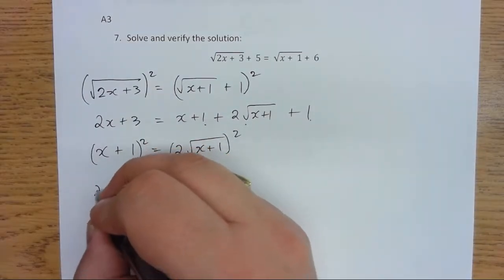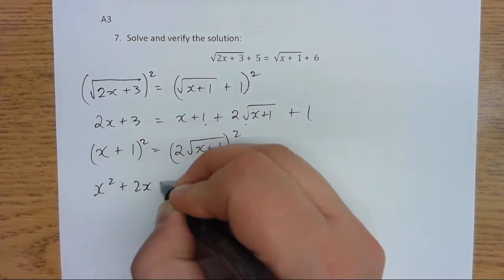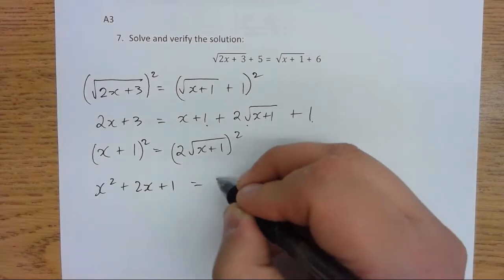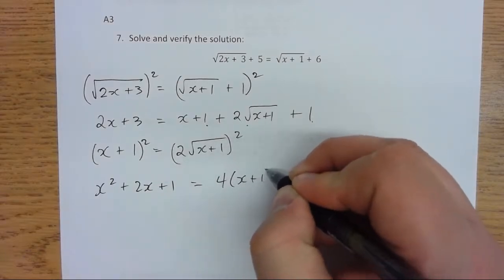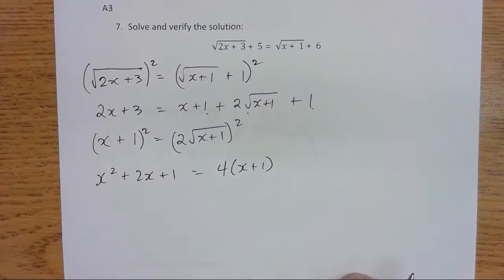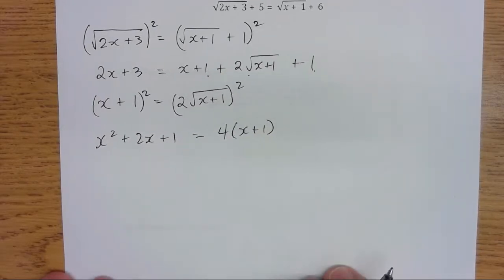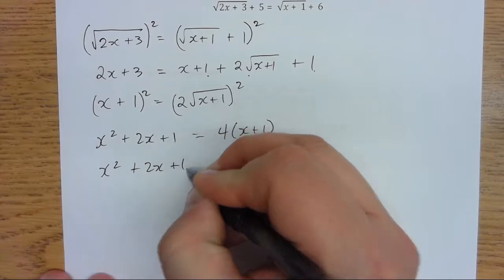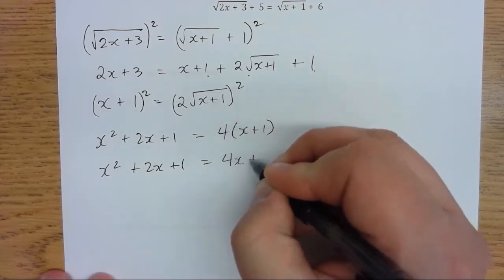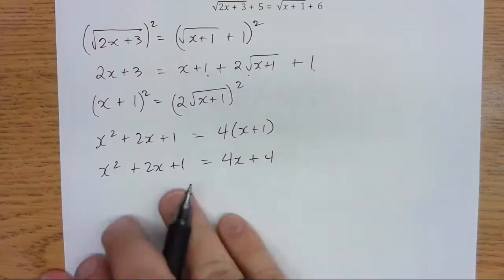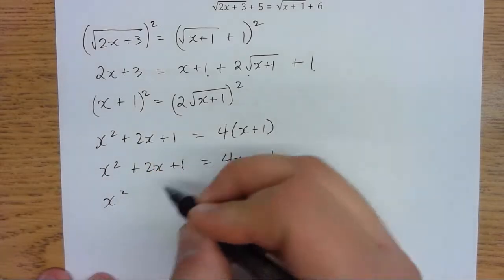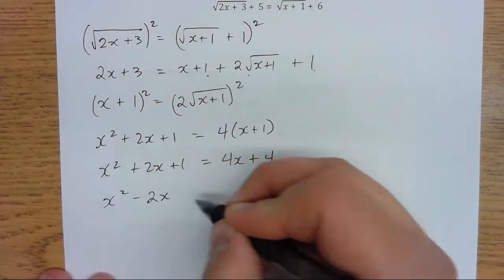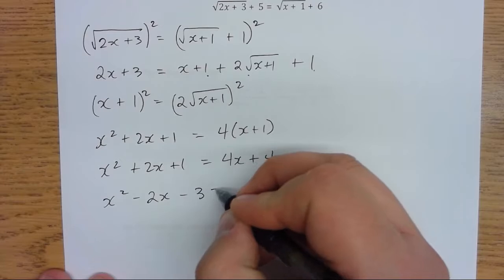The left is going to be x squared plus 2x plus 1. The right side is going to be 4 times x plus 1. All right, that's a quadratic equation. The way that we solve quadratic equations is to get everything to one side. I'll do that in a couple of steps here. First, I'll distribute that 4 into the bracket. Then I'll move everything to the other side. So that's x squared minus 2x minus 3 equals 0.